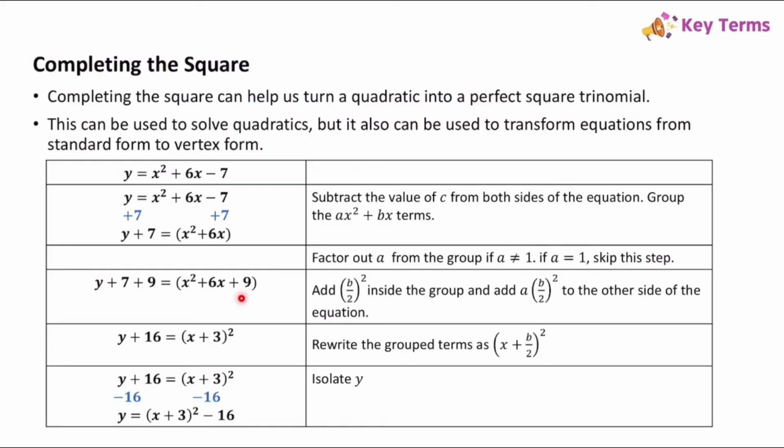So I add that value inside the group. If I add something to one side of my equation, I have to add it to the other side. If I had an a, I would multiply this number by a, but in this case, a is 1, so I'm just going to add 9 to both sides of my equation. Now on the left, I have y plus 7 plus 9, which is y plus 16, and the right side is now transformed into a perfect square trinomial. This can be rewritten as x plus b over 2 squared. We know that b over 2 is 3, so this can be rewritten as x plus 3 squared. Now to get this into vertex form, I just need to isolate y, so that's going to involve subtracting 16 from both sides. So we get y equals x plus 3 squared minus 16.